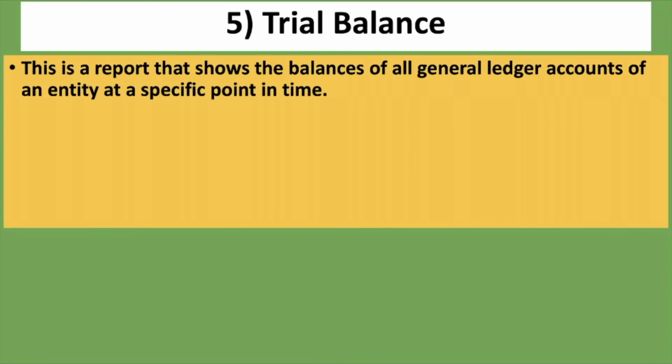This is a report that shows the balances of all general ledger accounts of an entity at a specific point in time. So it shows all the general ledger accounts. And remember, in our previous lesson on accounting for beginners, I think it was lesson 3, we looked at the general ledger accounts and how to complete them. So it should be easy for you as we look at this one here, because after doing the general ledger accounts, you arrive at the trial balance, where you are bringing all those accounts after balancing them off and putting them in the trial balance.